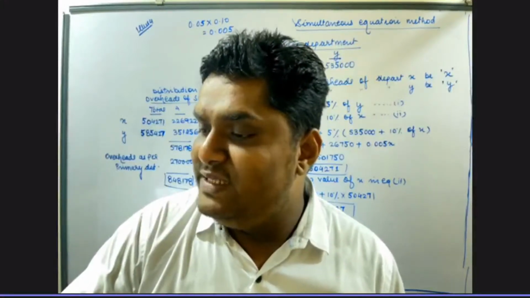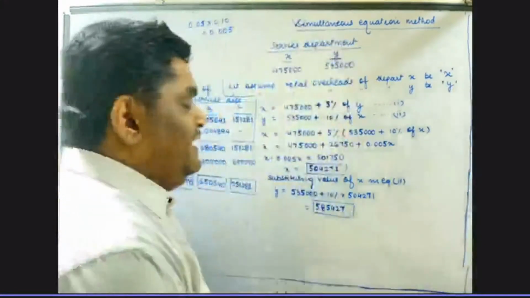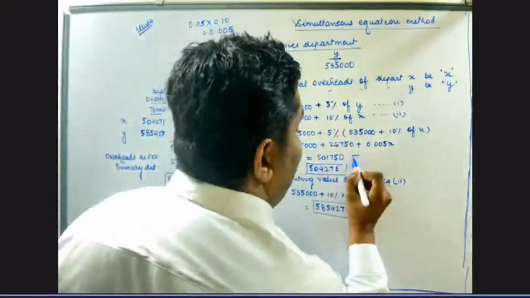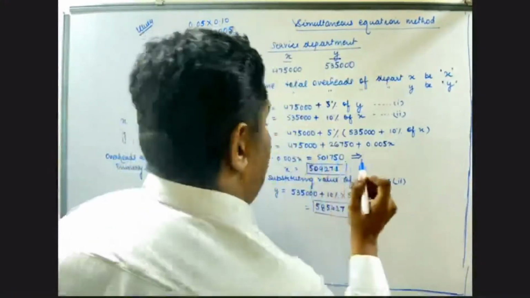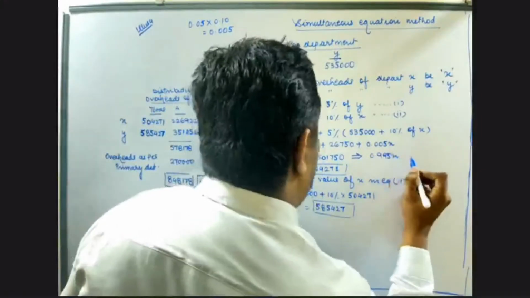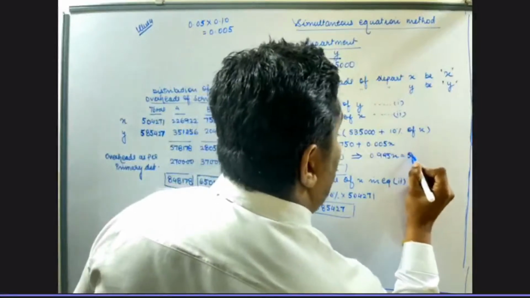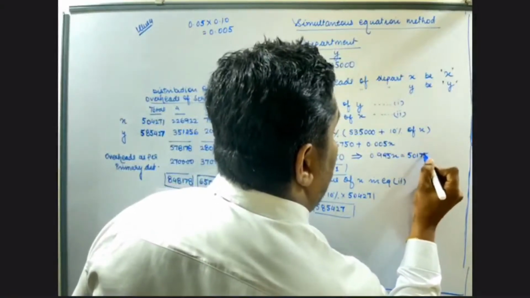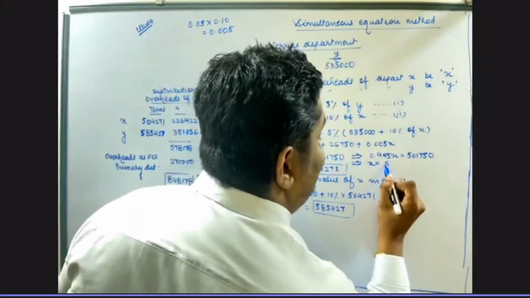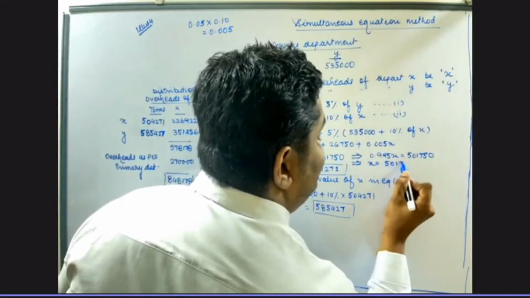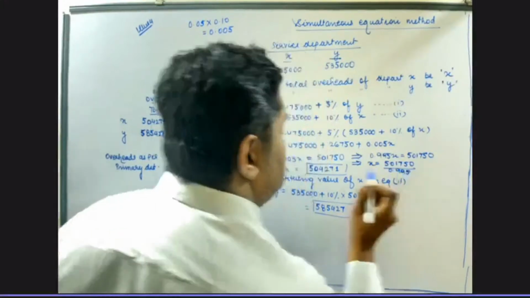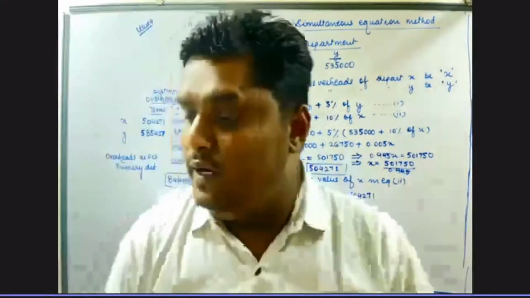0.005x plus 501750. See, it is not plus, this is equal to. So further, if we solve this part, this will be 0.995x is equal to 501750, and thereafter X will be equal to 501750 divided by 0.995. So we will get this value, 504271.